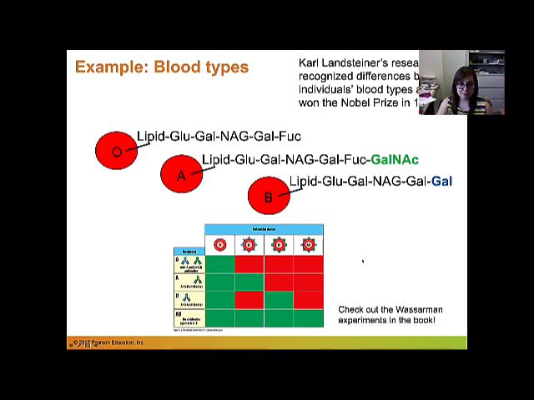And so there's another example of cell identity in the book, and that's Wassermann's experiments, and so you should read about that.